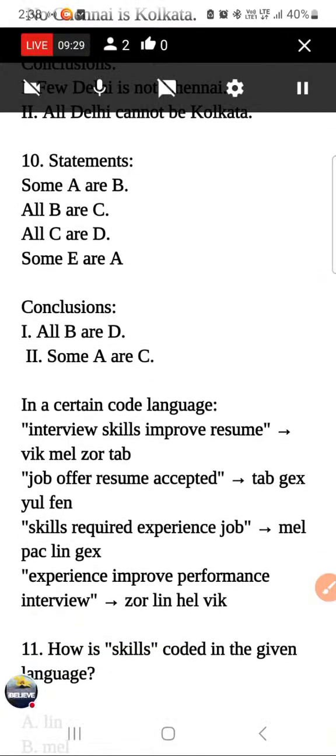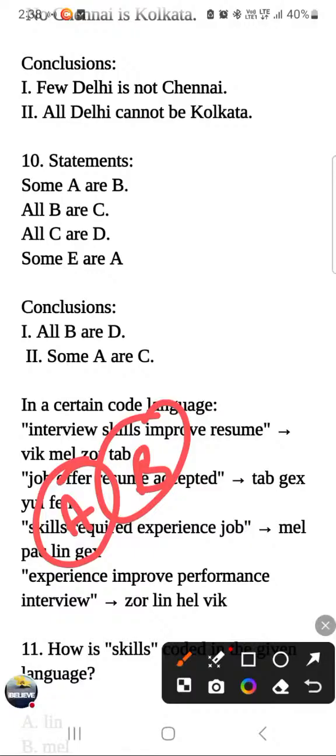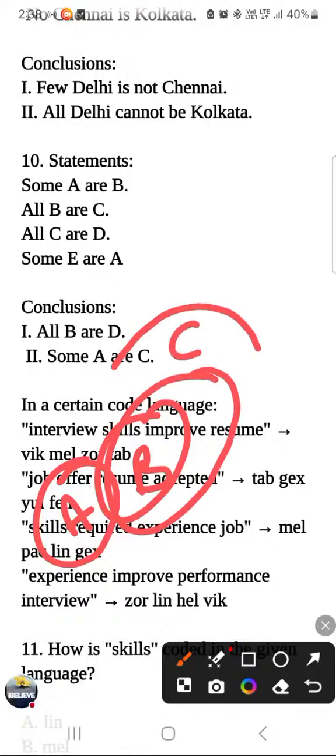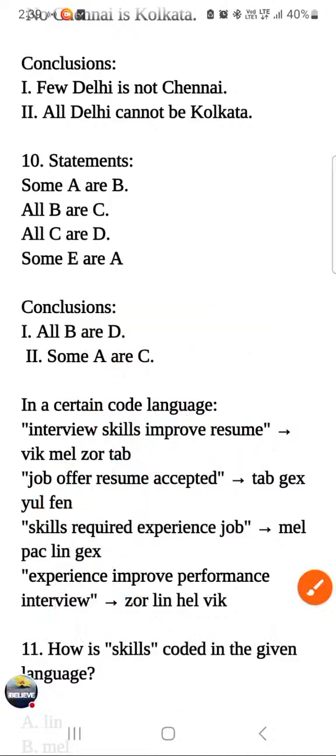Now the 10th question. Some A are B, all B are C, and all C are D. Some E are A. The conclusion says all B are D. Yes, all B are D, which is correct. Some A are C, which is also correct. So both conclusions are correct.